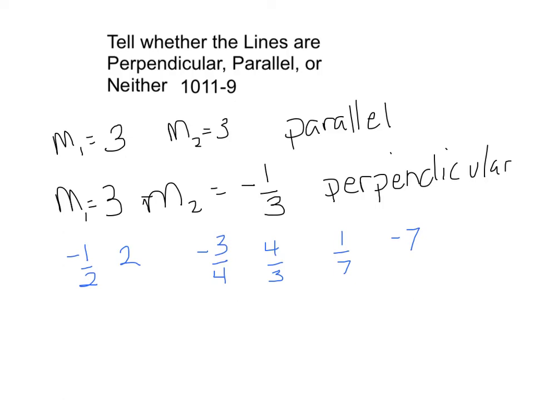Now the third thing they could be is if the first slope is some number like 3, and the second slope is some number like 1/3. When we multiply those together, that just equals +1. So therefore those are neither.